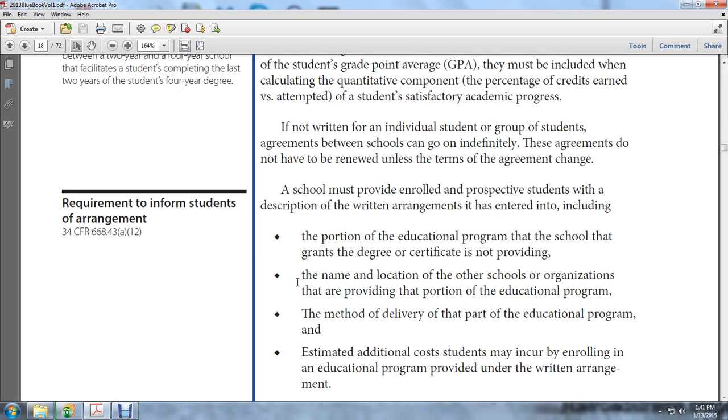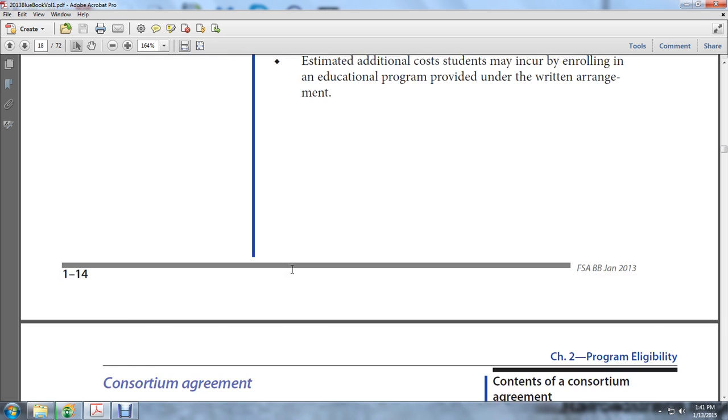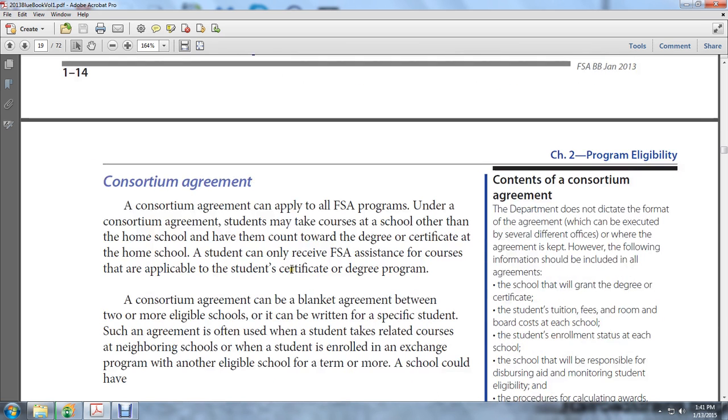This is in Title 34 of the Code of Federal Regulations, 668.43(a)(12). A consortium agreement can apply to federal student aid for students who may take courses at a school other than the home school and have them count toward the degree or certificate at the home school.